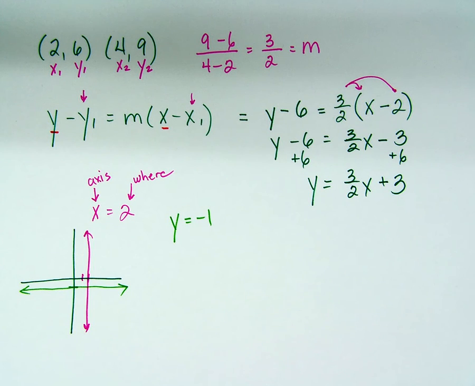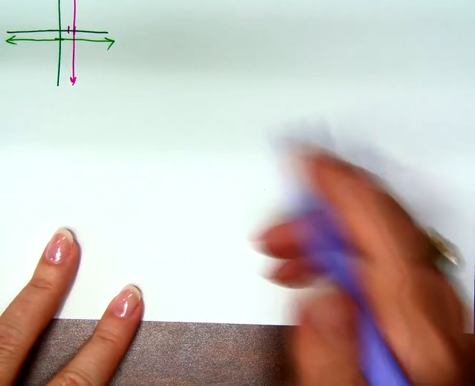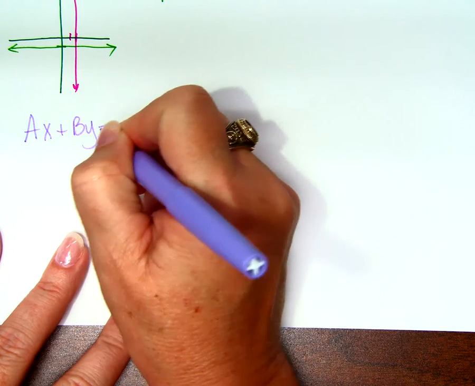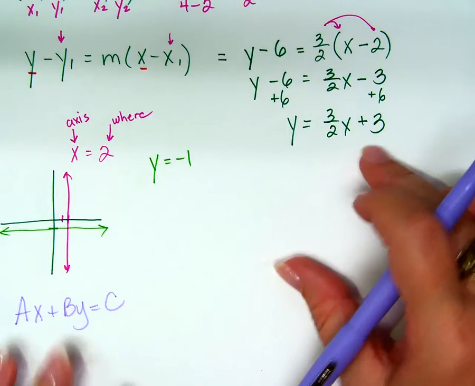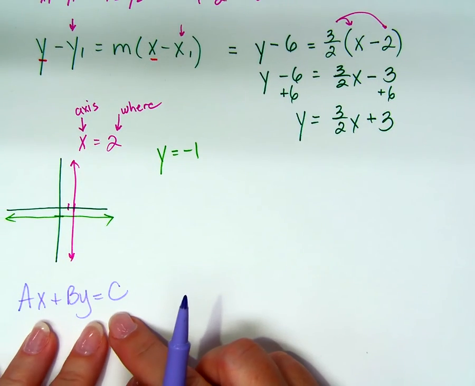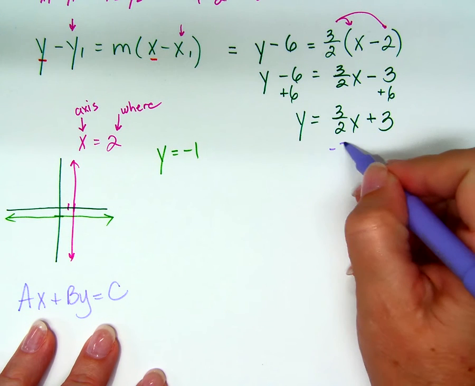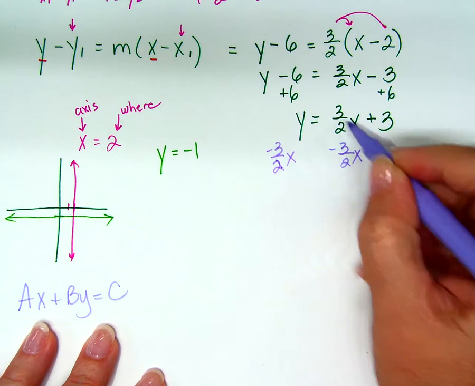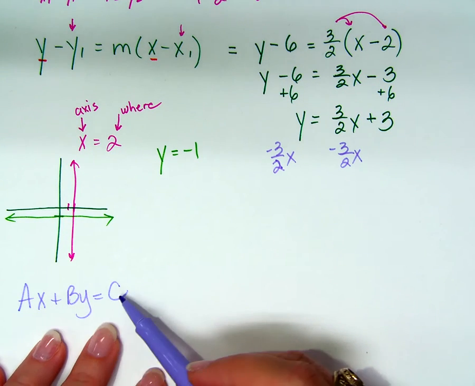Okay? Recognize and use the general form of a line's equation. Okay? General form, sometimes called standard form, ax plus by equals c. If you have it in slope-intercept form, you can easily get that equation to standard form or general form by subtracting 3/2 x from both sides. Now it has to be in this form if it's called standard form, so we've got to have the x and the y and the constant.